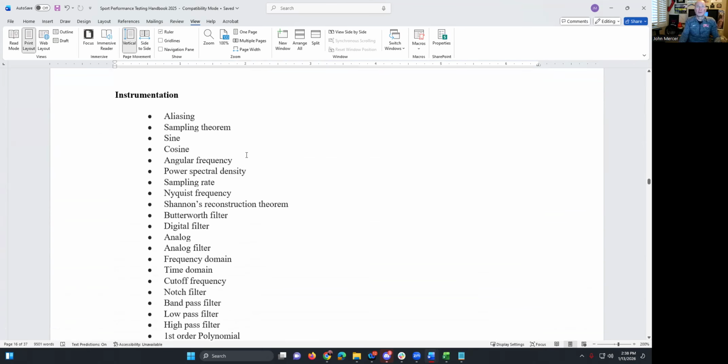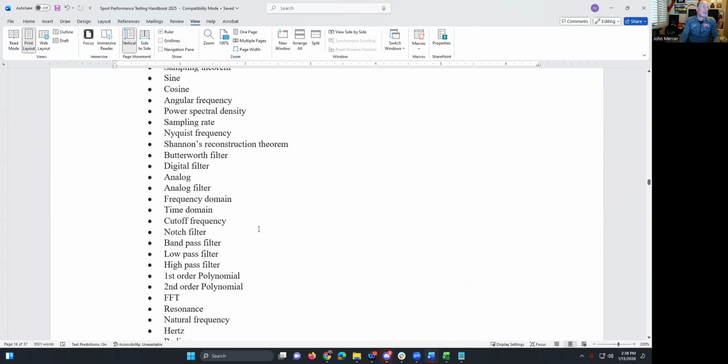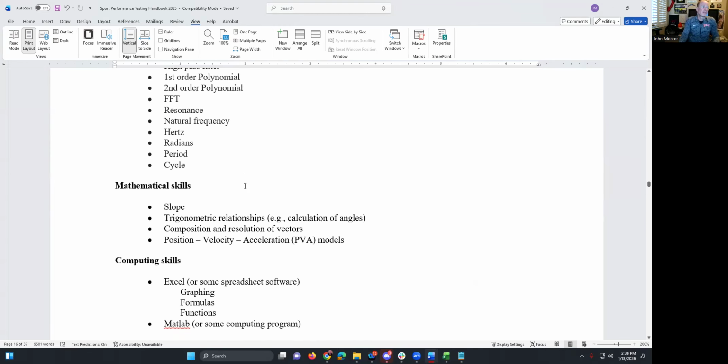Instrumentation, these are terms that you will learn more in this class over the next 15 weeks. We're talking about aliasing, sampling theorem, sine waves, cosine waves, angular frequency, power, spectral density. We won't cover all these, but we will touch on quite a few of them. And I'll actually give you videos that I've used in my graduate class, but sort of as supplemental videos, so you can see where there's a deeper level of knowledge on different areas. But we'll go through a lot of this, okay? And we'll pick up some of those.